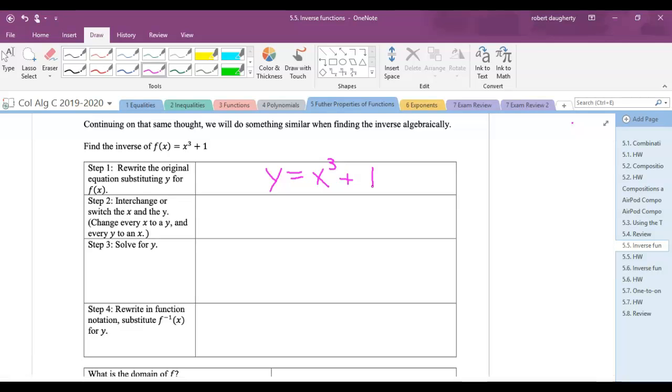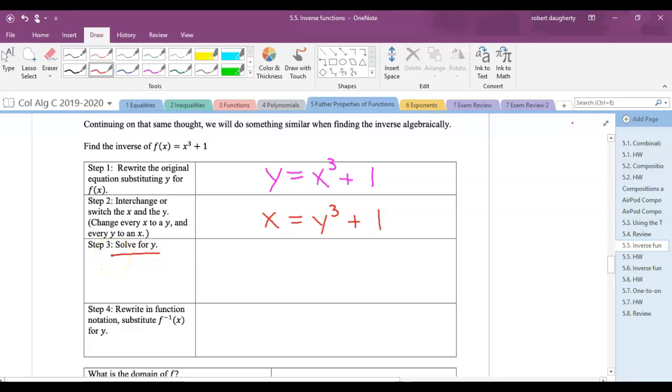Okay, now what would happen if X and Y switched roles? What would it look like? X equal Y cubed plus 1. That's what happens when I switch x and y. And then, whenever you see something like this, what am I usually wanting you to solve for? An equation like this. Usually want to solve for y. So I need to solve this equation for y.